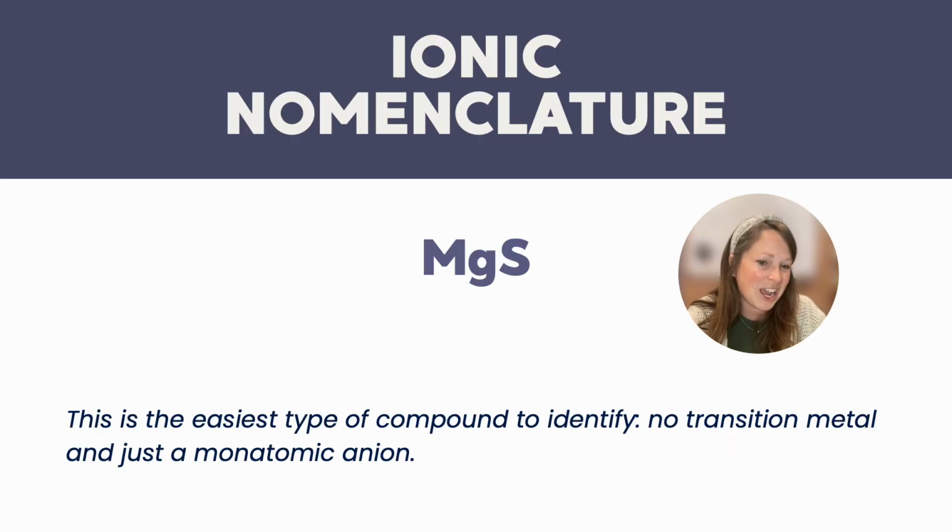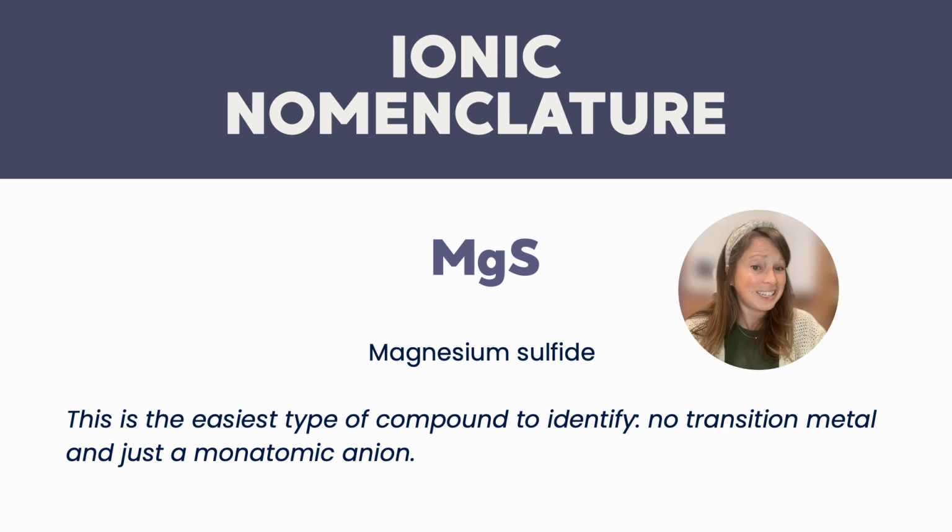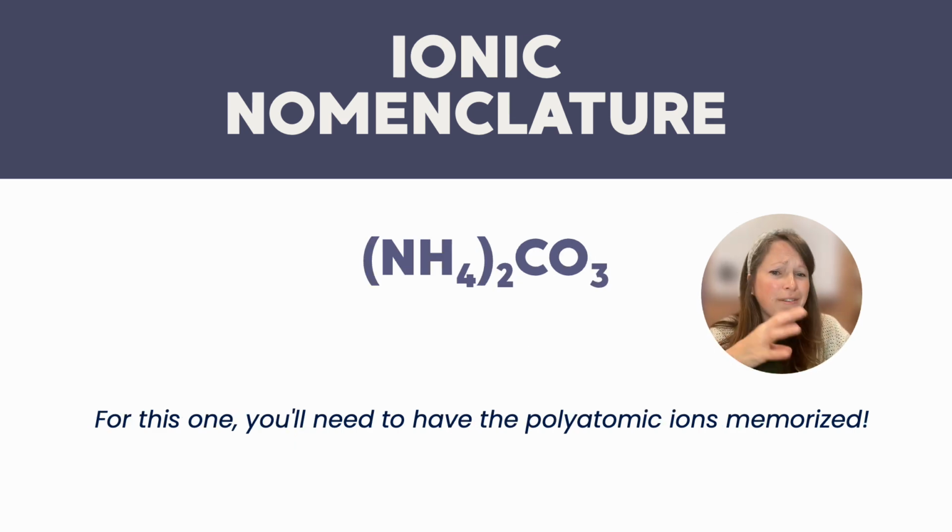So we have MgS here. What are we going to do? We're going to keep the name of the first element the same. So that is magnesium again. And then we're going to take that monatomic ion, that S, instead of magnesium sulfur, we're going to change that to magnesium sulfide. And that's it, right? That's not so bad. What do we do with these? All of a sudden I have all these extra elements in there. What am I going to do?